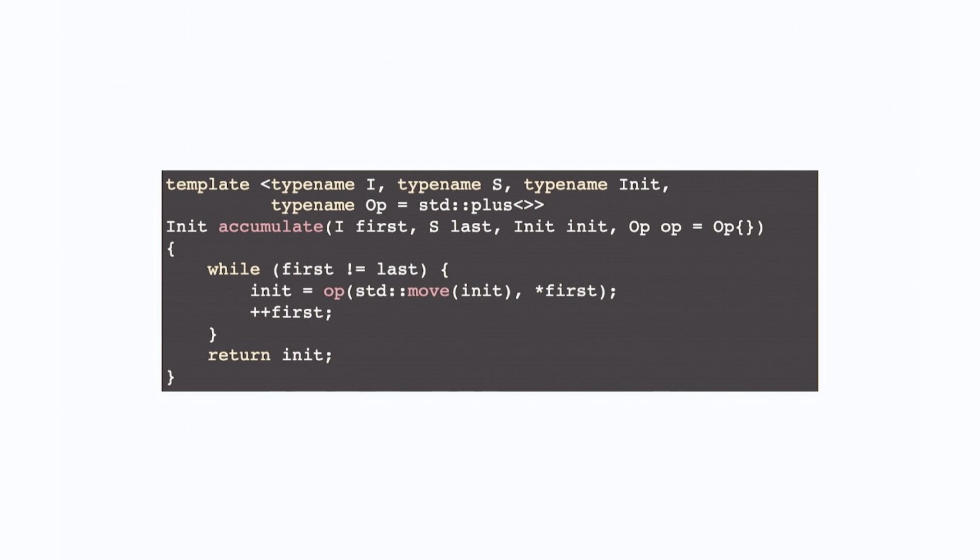So we're just going to default our template parameter to standard plus, and we're going to default our function parameter to a default constructed standard plus or whatever you pass. And you can see in the body of the loop, we've updated it so that we're now calling this op function object. So rather than having to have two overloads, one of which has an extra parameter, we're just going to have one overload with a defaulted parameter instead. Just saves us a bit of typing.